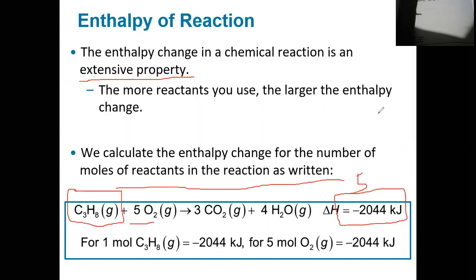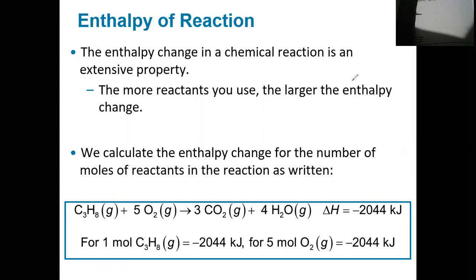All right, and that quantity is going to be related to your balanced chemical equation. Right, so we would be able to take this delta H value here and say, well, 5 moles of propane would be 5 times negative 2,044 kilojoules. That's how much heat 5 moles of propane would release. All right.